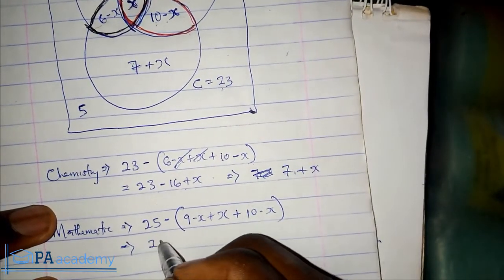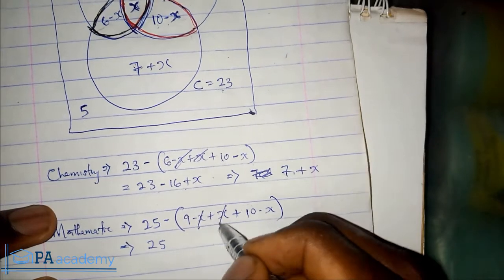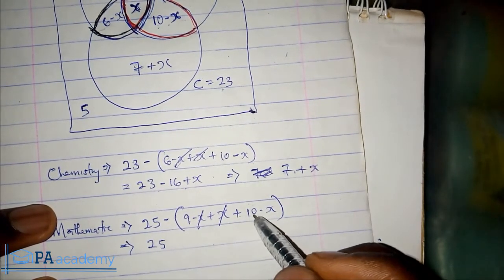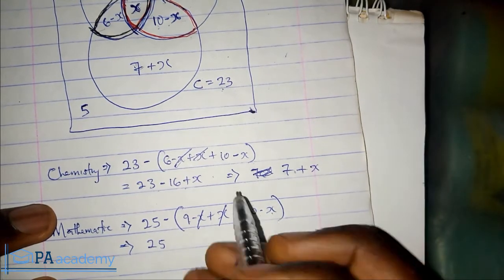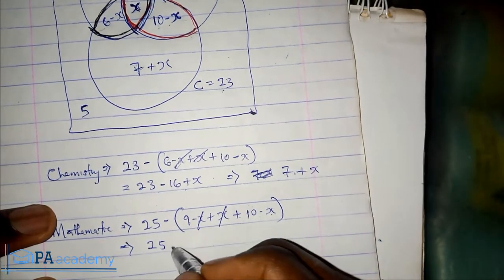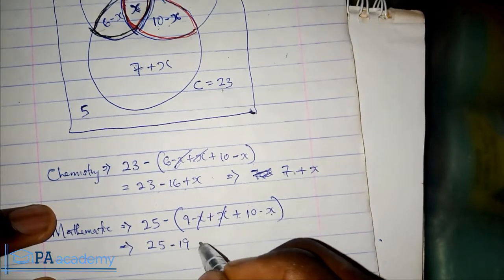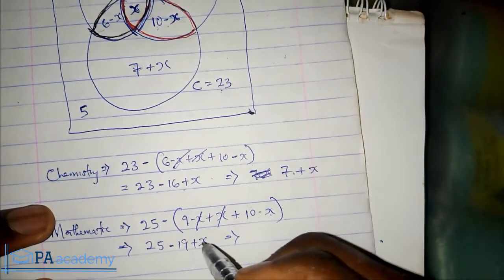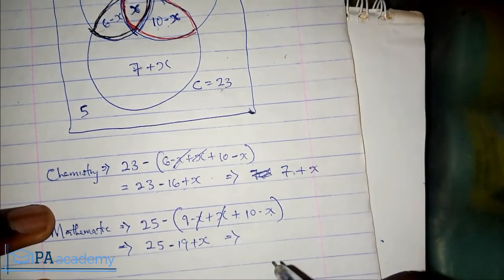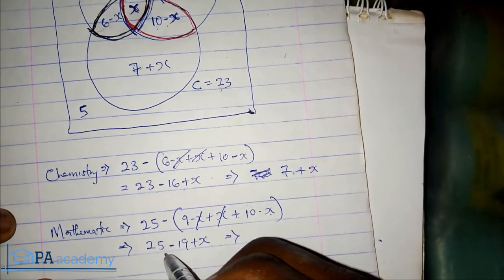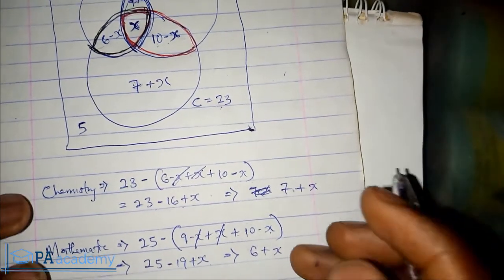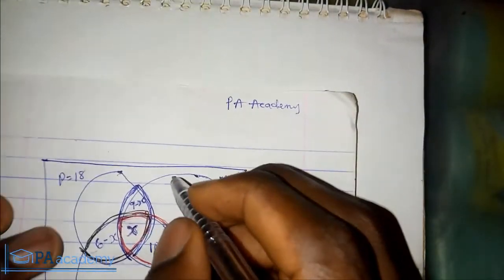So that will give us 25. So this minus x plus x can cancel. Then we are left with 10 plus x, that's 19 minus x. So due to this minus, it will now be minus 19 plus x. So that will give us 25 minus 19 plus x, that will give us 6 plus x.